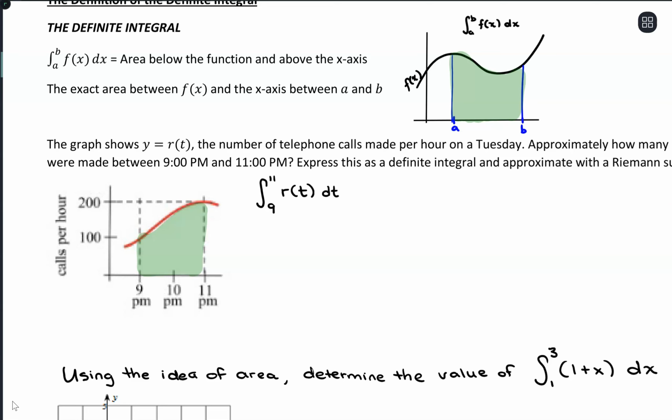We don't have the function r of t. We also haven't talked about how to actually evaluate these integrals yet. That'll be next week. So without that, in terms of finding the area under the curve, we're going to use a Riemann sum. We can choose which type we want to do. Let's say we'll do a left endpoint Riemann sum, and if I'm looking at this, 2 rectangles isn't quite enough. Let's do 4 rectangles.